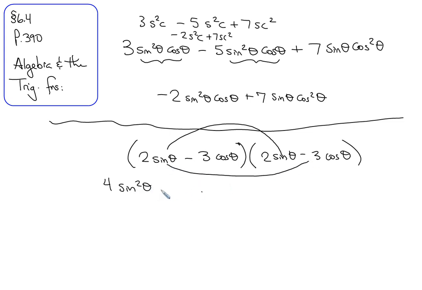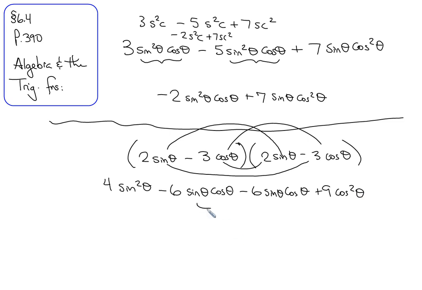What do the outers give us? Almost. Yeah, minus 6. What is it? Good. Sine theta, cosine theta. The inners give us what? Negative 6 sine theta, cosine theta. And then last times last gives us plus 9 cosine squared theta. And then the middle terms combine, and so you end up with 4 sine squared theta minus 12 sine theta cosine theta plus 9 cosine squared theta.